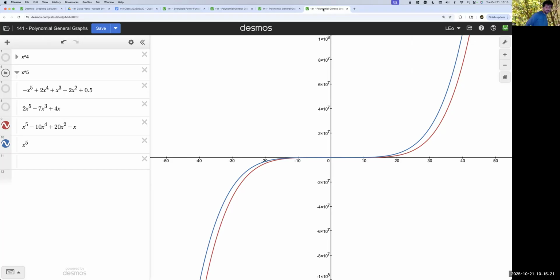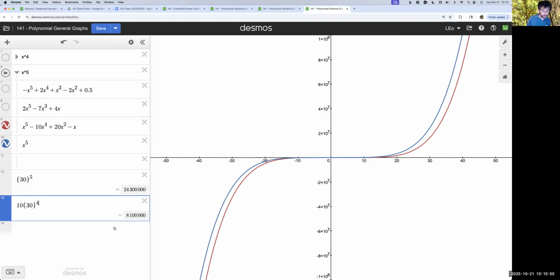Right? We can kind of understand why that might be. Let's compare x to the fifth to this 10x to the fourth term. So for example, let's put in a large number, like 30 to the fifth. There's our leading term, x to the fifth, when we evaluate it at 30. And then let's take 10 times 30 to the fourth.